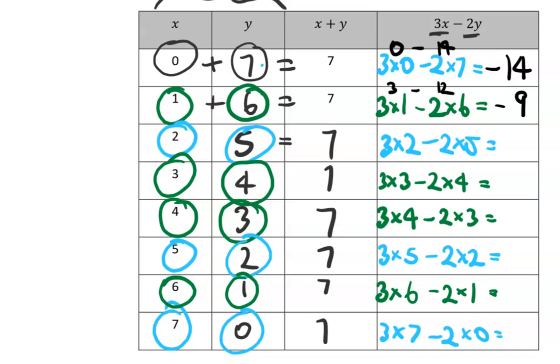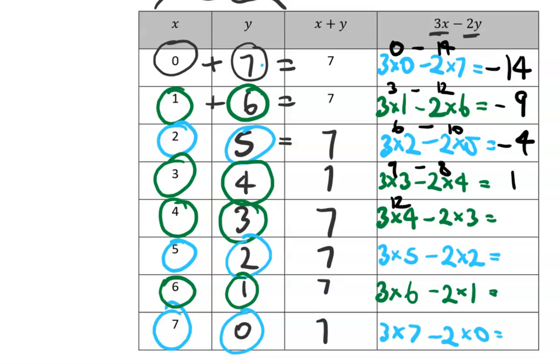2 times 3 is 6. Take away 2 times 5 is 10. 6 take away 10 is minus 4. 3 times 3 is 9. Take away 2 times 4 is 8. We're getting into a bit of a pattern here. 9 take away 8 is 1.